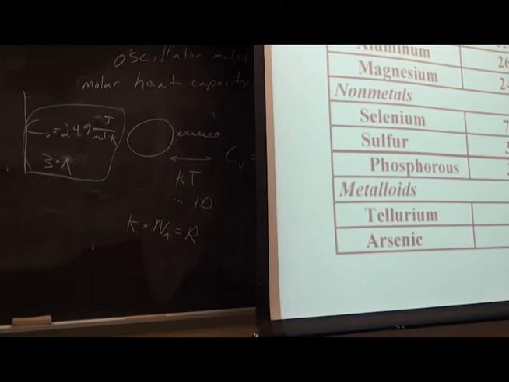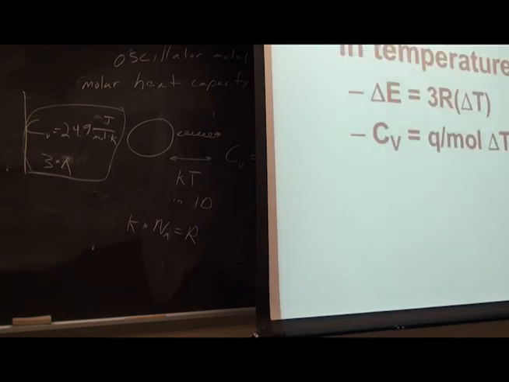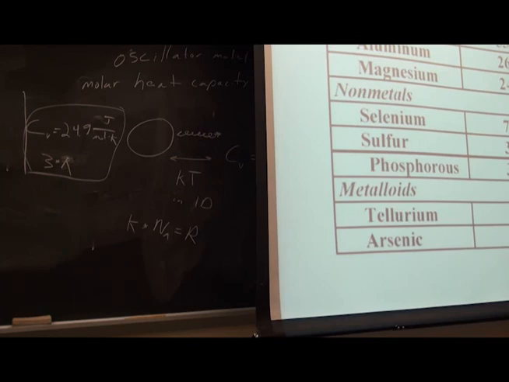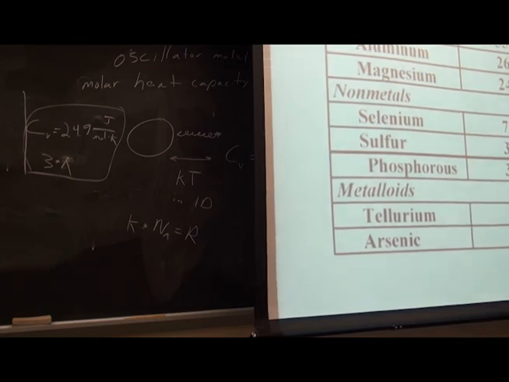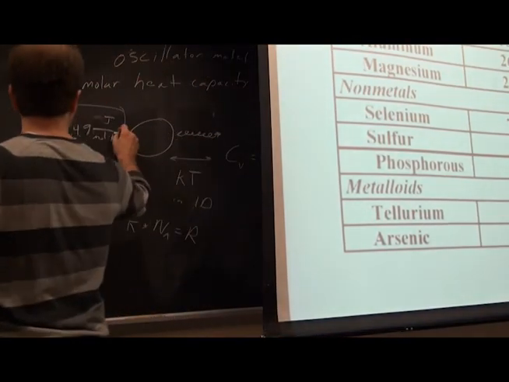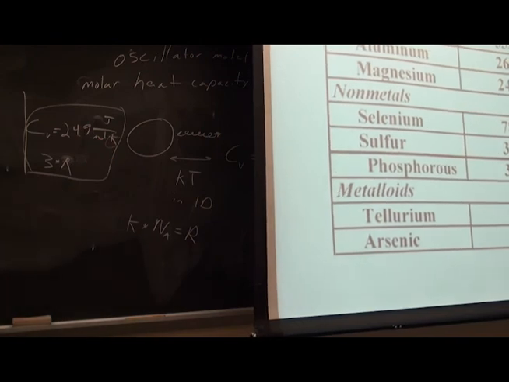Go ahead, Tom. That degrees C is also the negative one, correct, or not? Oh, yeah, yeah. Sorry, this is to the negative one. Has to be. Yeah. Sorry, lazy nomenclature. Yeah, so this is joules per mole K, joules per mole C, whatever you want.